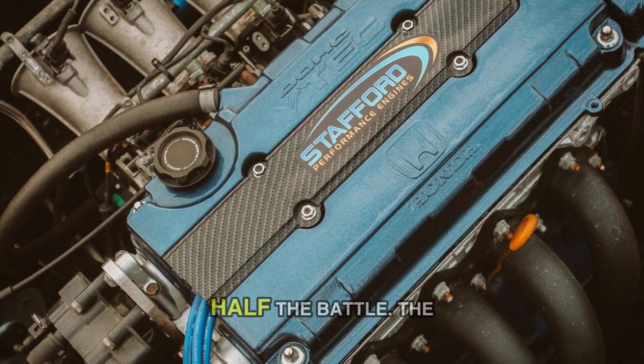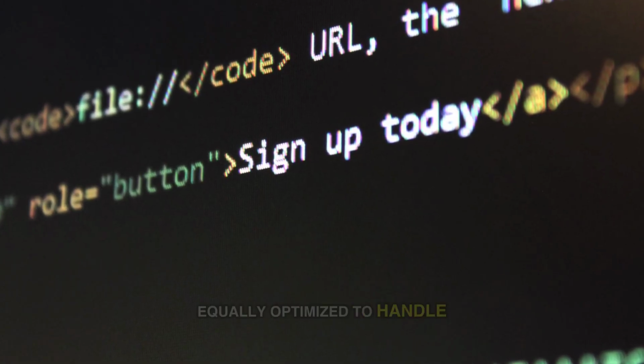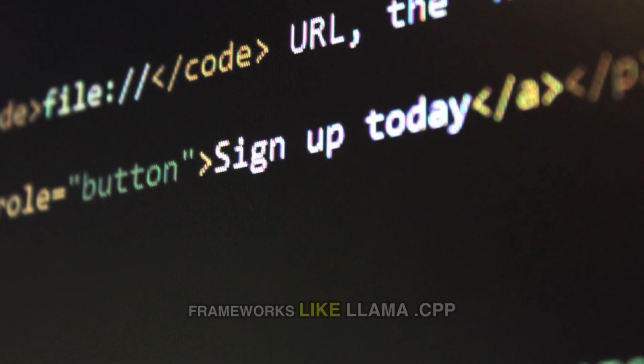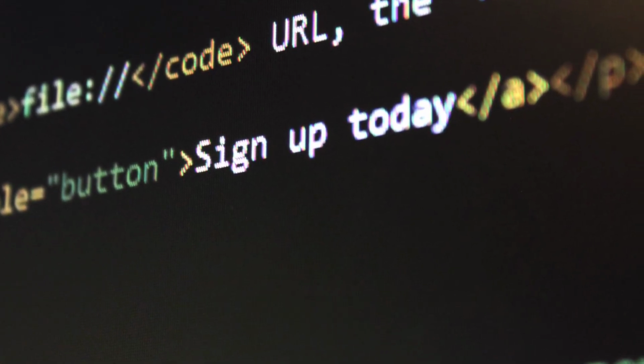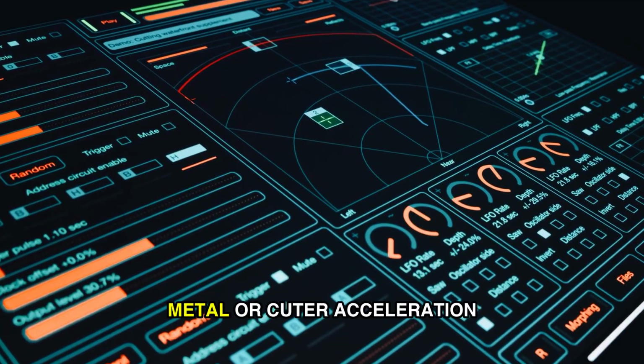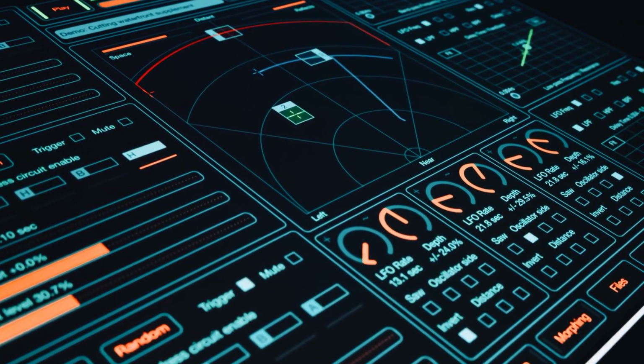But fitting it is only half the battle. The inference engine must be equally optimized to handle this compressed data stream efficiently. This is where frameworks like llama.cpp shine. They provide highly optimized backends, often leveraging Metal or CUDA acceleration, to maximize throughput on your specific hardware.